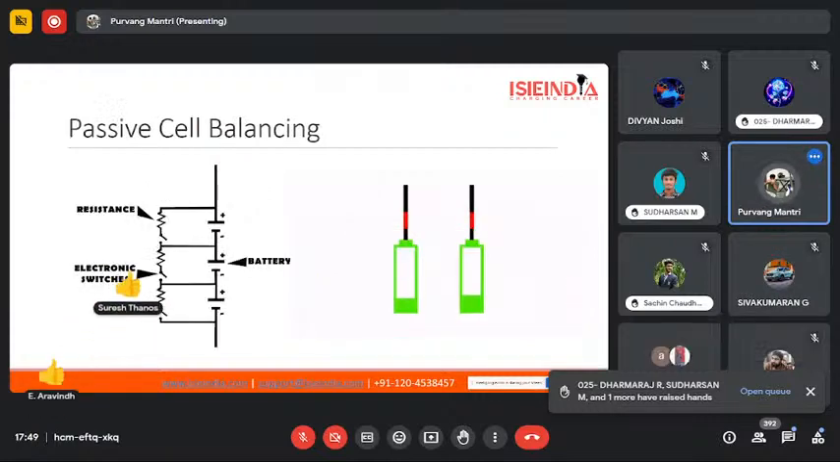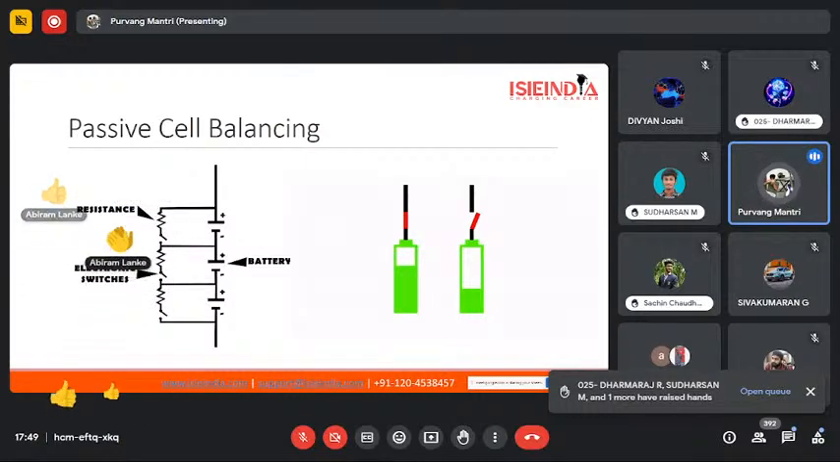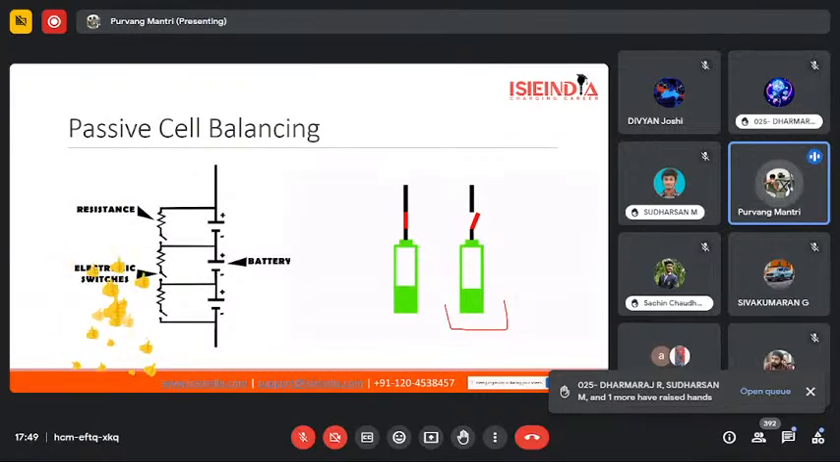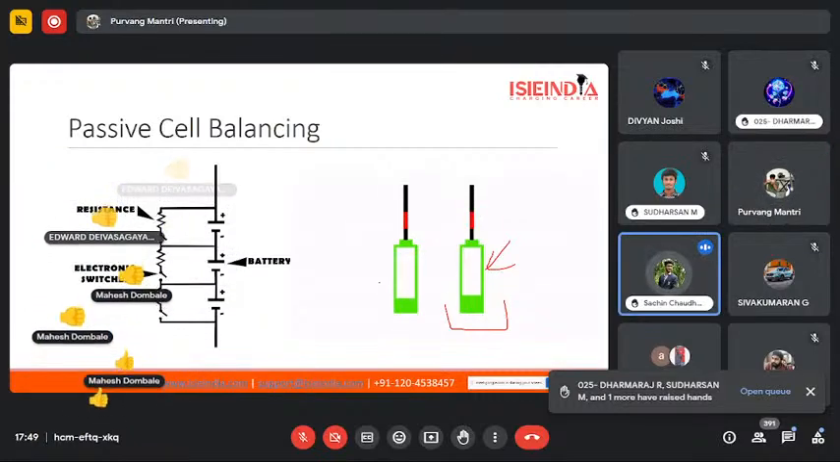But when it comes to passive cell balancing, if one cell is being depleted fast, the BMS would just cut it off and allow other cells to come to the same voltage as this one. So is it right, sir?